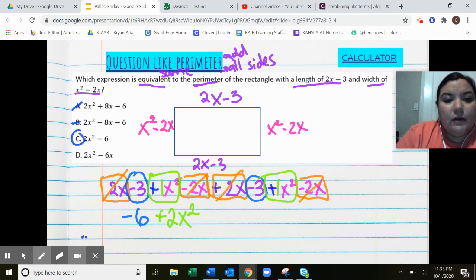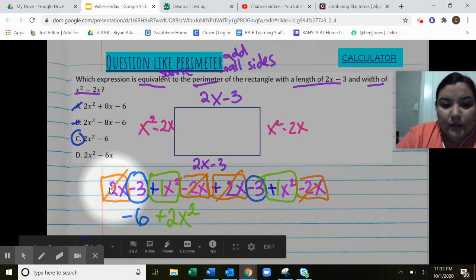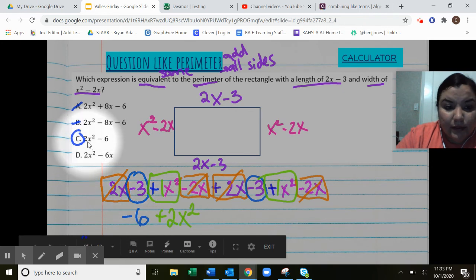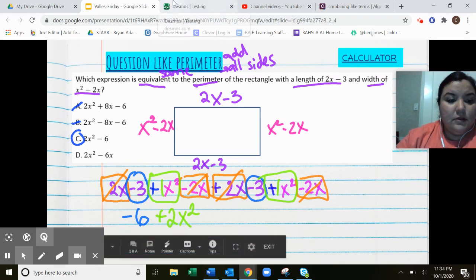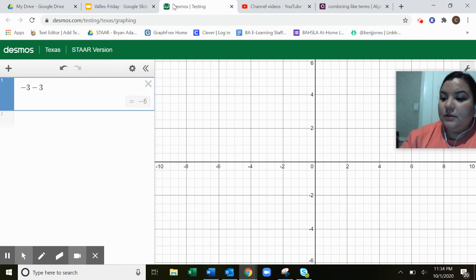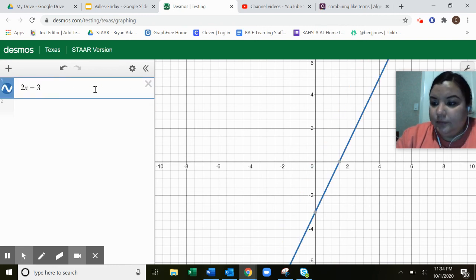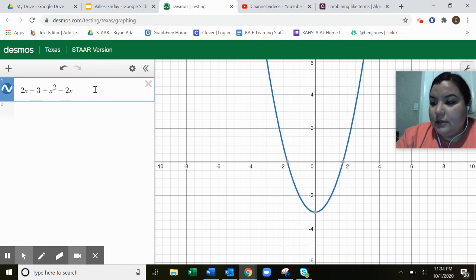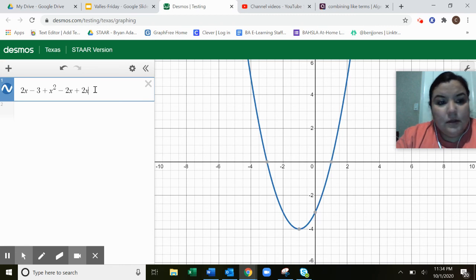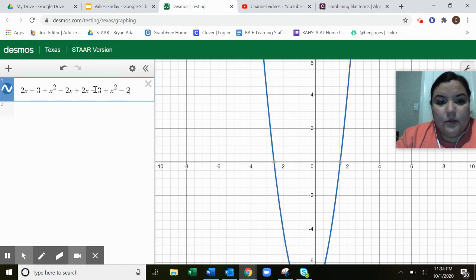For our final step, we're going to match this. We're going to put this whole entire thing into our calculator, then put our answer in and see that they match. All right, so let's type that. Okay, so we have 2x minus 3 plus x to the power of 2 minus 2x plus 2x minus 3 plus x to the power of 2 minus 2x.